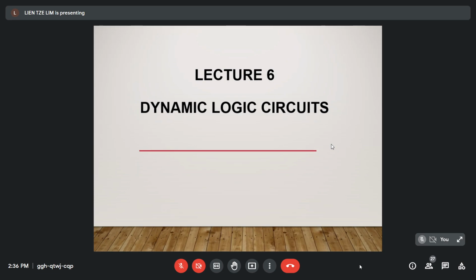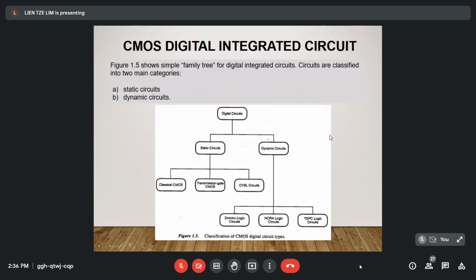Okay, so now I will start the next topic. Dynamic logic circuit now. This topic is about dynamic CMOS circuit. So what is a dynamic logic circuit? Later it will be explained.